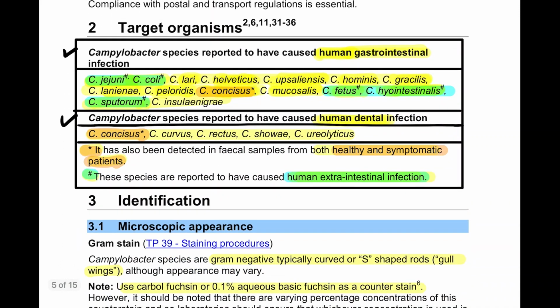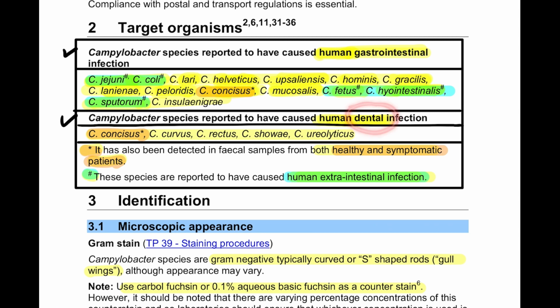Now, which are the species of importance to us? Basically, human gastrointestinal species and human dental infection. If you see human gastrointestinal, then obviously jejuni and coli predominate. Fetus can also cause this. Hyointestinalis, Sputorum. Why I mentioned this separately, because these five species, jejuni, coli, fetus, hyointestinalis and sputorum, can also cause extra-intestinal infection. But Lari, Helveticus, Upsaliensis, Hominis, Gracilis, Lanienae, Peloridis and Insulaenigrae, this is a very tough name, Insulaenigrae, this species can also cause gastrointestinal infection.